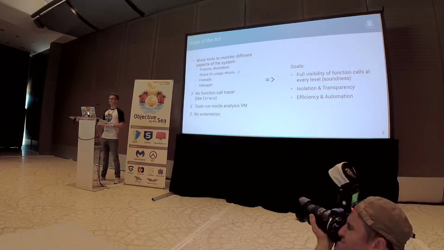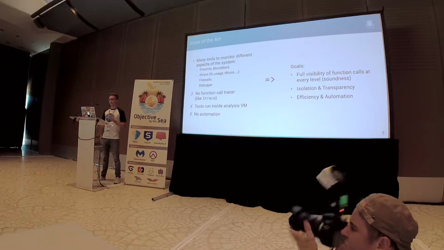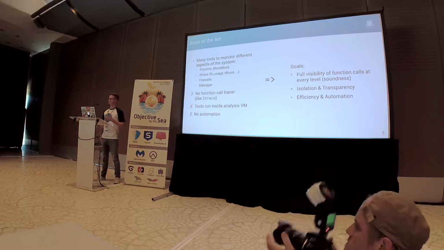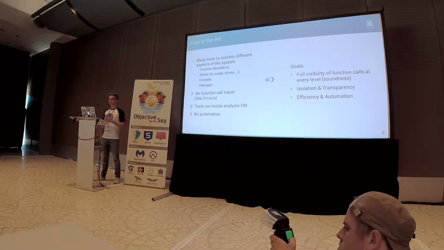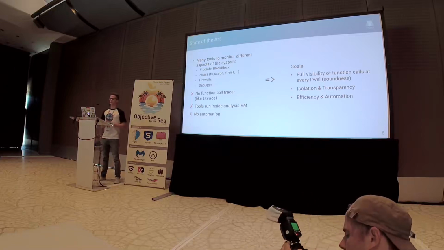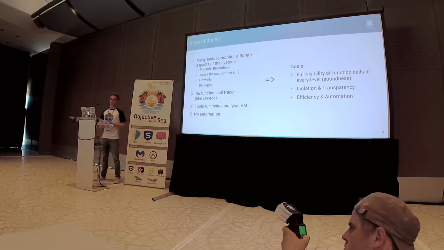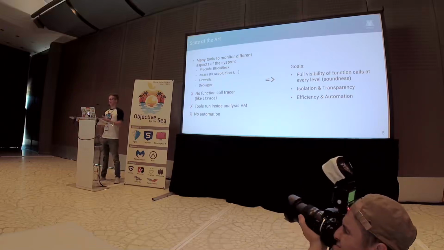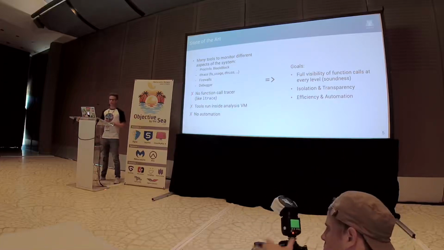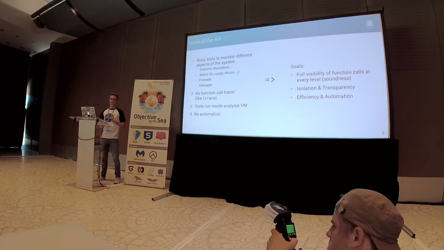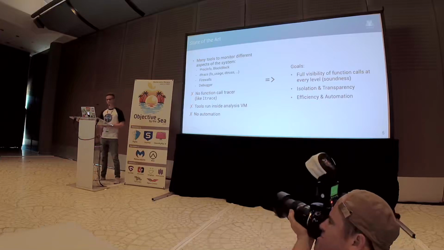So let's define a set of goals for possible sandbox solutions. First, we want to have full visibility of function calls at every level. So no matter if the sample does low-level syscalls, some Objective-C calls or C calls, we want to see all the behavior of the sample. And it should be completely isolated and transparent. So the sample should not be able to detect that it's being analyzed, and it should obviously not be able to break out of the analysis environment. And finally, all this should be automatable so that we can process a high number of samples. We need automation, and there shouldn't be a big overhead involved with all this.